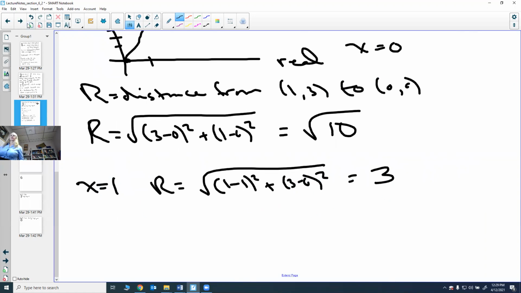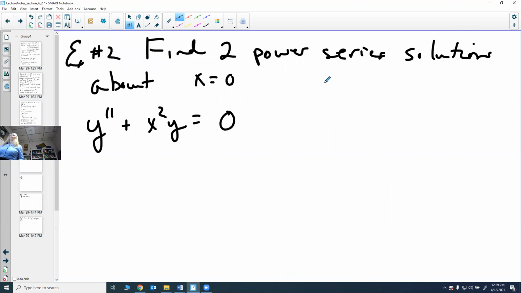Okay. We actually want to find two power series solutions about x equals 0 for this differential equation: y double prime plus x squared y equals 0. And so we're going to look at how we do this.